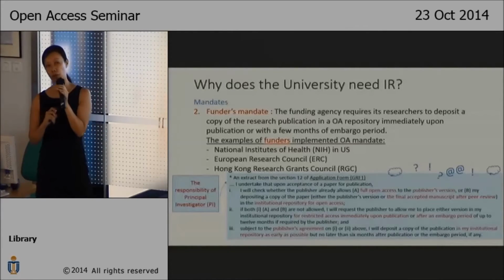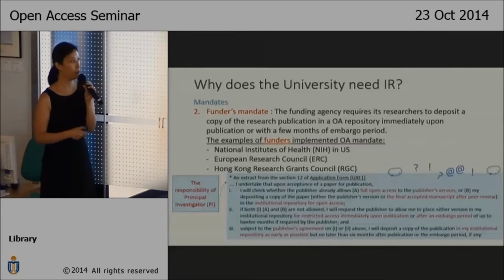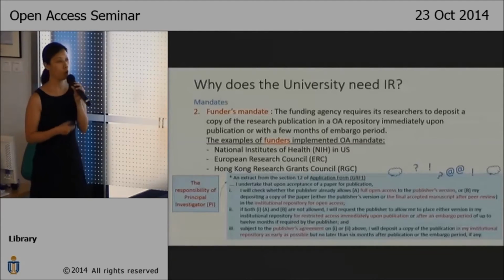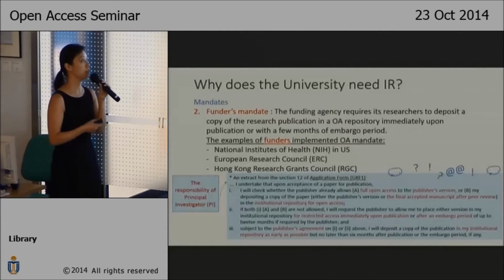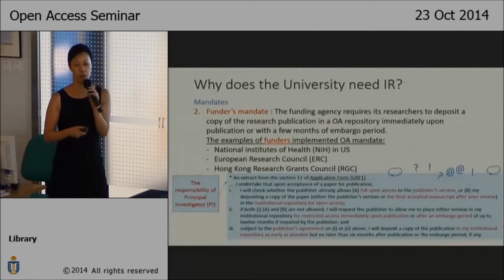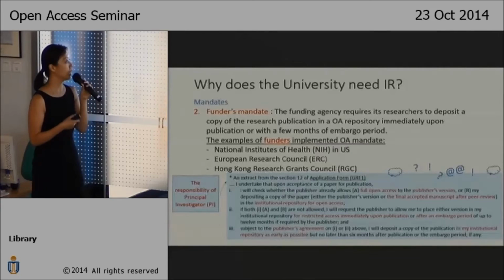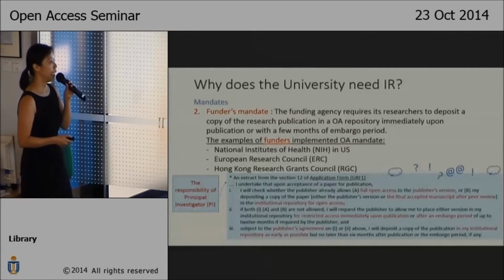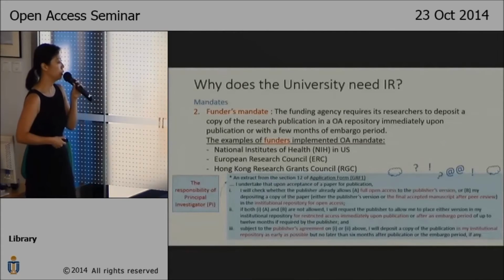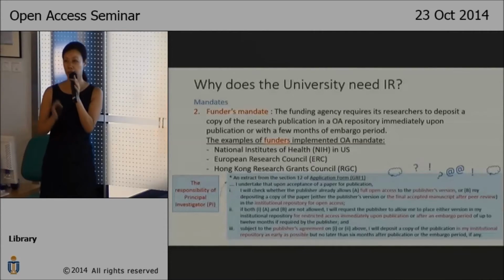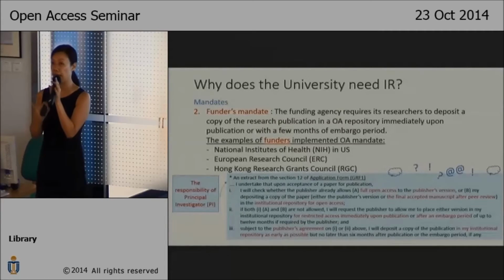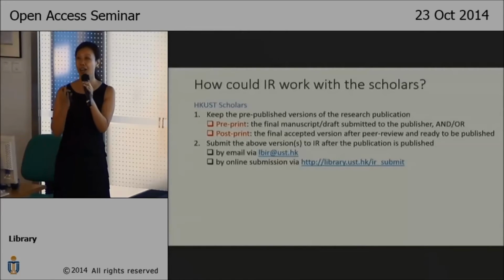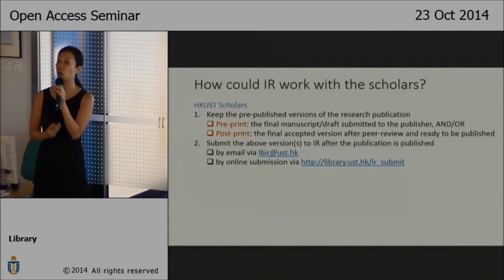Yes, there are a lot of concepts and definitions. For example, full OA, full open access, publisher version versus the final accepted manuscript after peer review, institutional repository for OA, restricted access, embargo period, publisher agreement, and you need to publish as early as possible. So many things to handle, but don't worry, IR can help you. How could IR work with the scholars to fulfill this OA requirement?